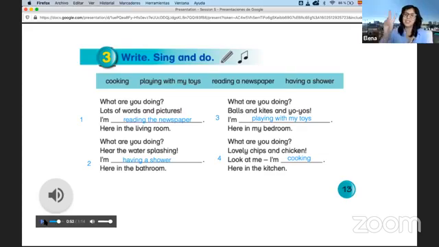1, 2, 3. What are you doing? Balls and kites and yo-yos. I'm playing with my toys here in my bedroom.